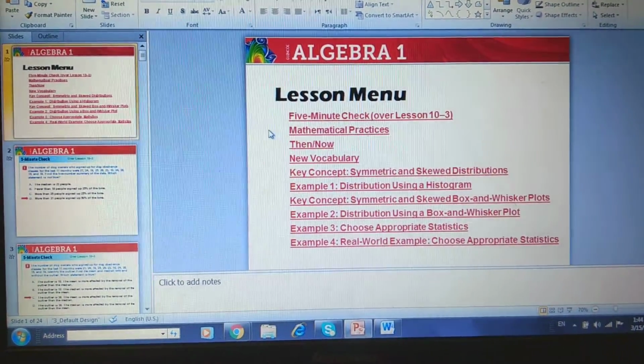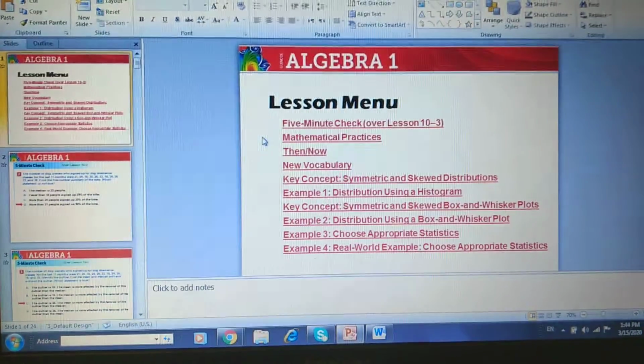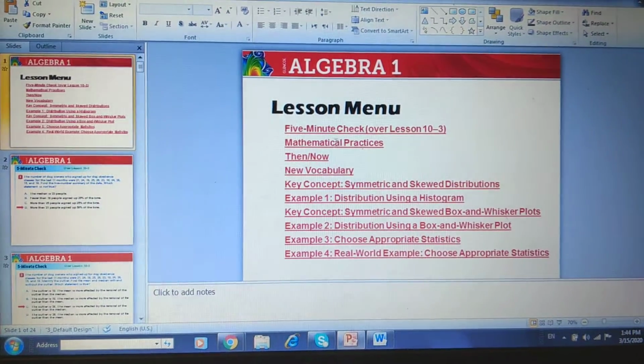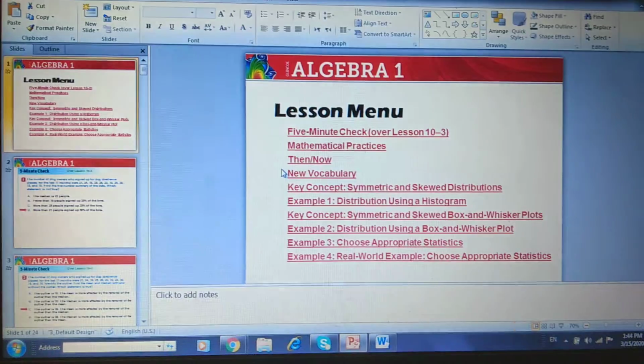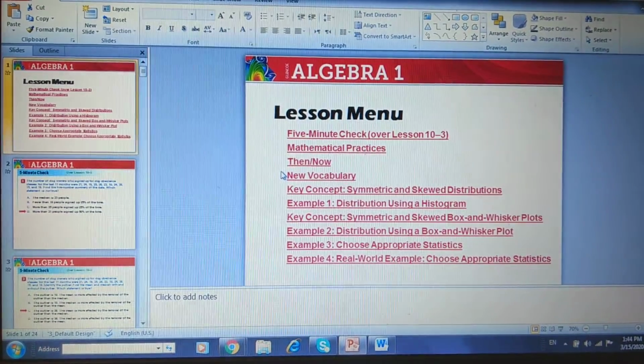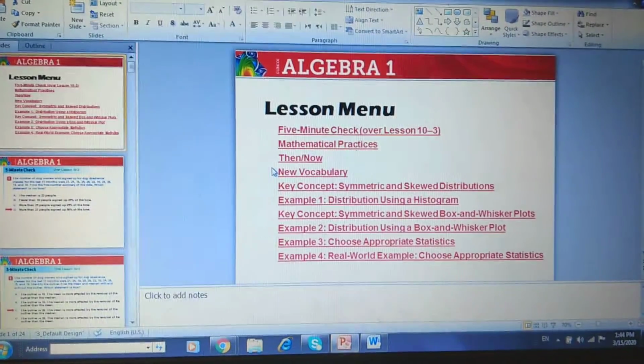Today we are going to take lesson 10.4, which is about distributions of data. In this slide, you can notice the main ideas we have in this lesson. The first slide and the second until slide number 5, all of them are revision about the previous lesson.